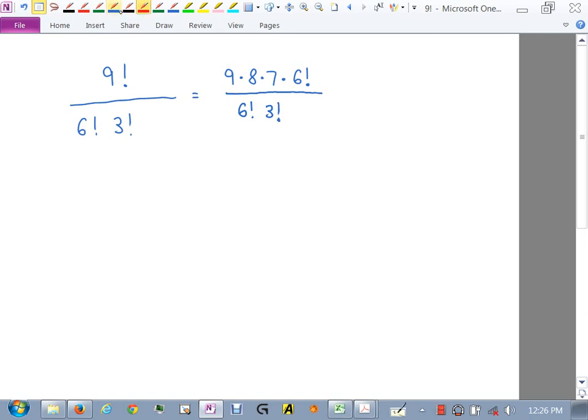Okay? Now I can cancel the 6 factorial and the 6 factorial. All right? Which is exactly the same. Now the next step, you still have to realize 3 factorial is 3 times 2 times 1, and then do your simplifying.